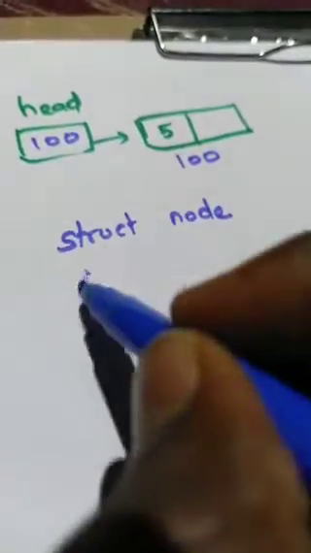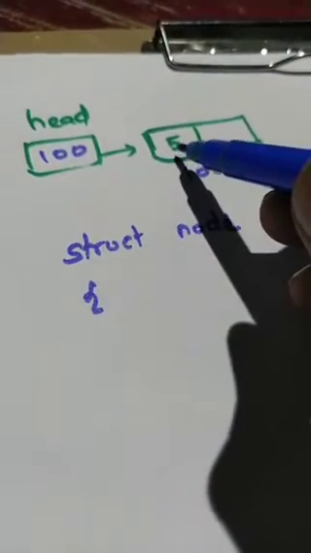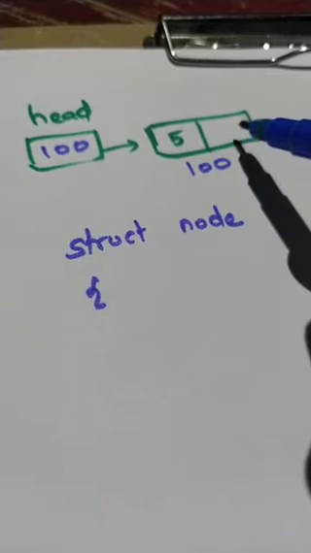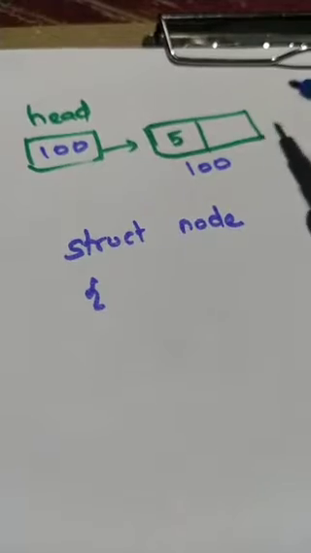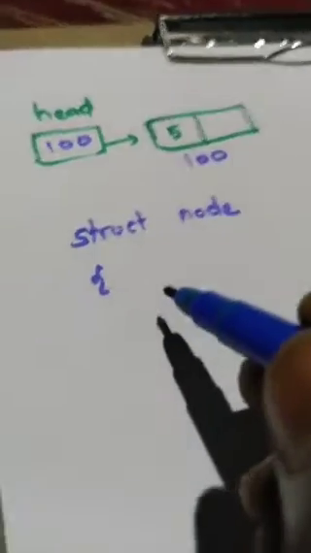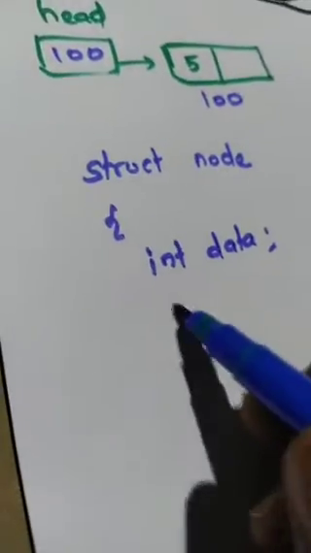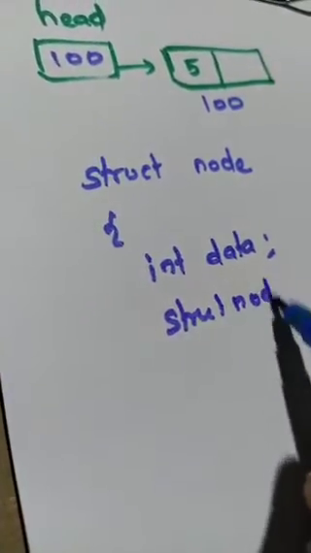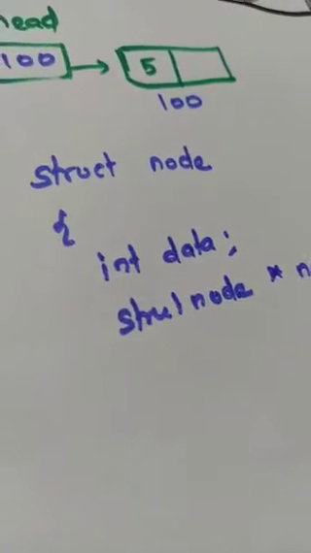Struct node, open bracket. Into that, what are the two fields we have? The first one is for data and another one is for the address of the next node, right? So the data type for this next will be a node. I'm going to consider my data as integer, then struct node asterisk next.